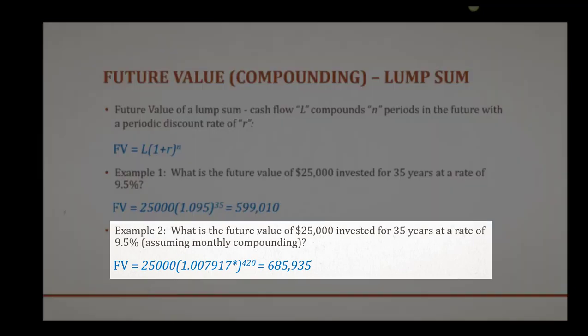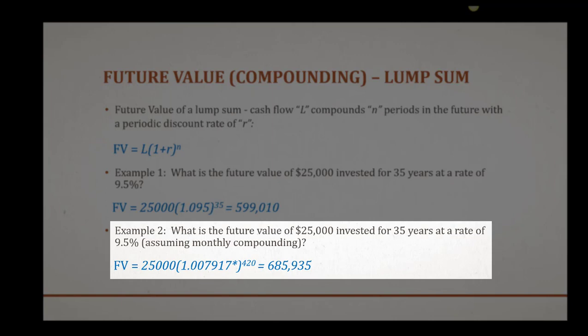And let's look at a second example, and then we're going to do this with a calculator and with Excel. So the second example, what is the future value of $25,000 invested for 35 years? But now we're going to assume monthly compounding using that same 9.5% annual interest rate. So here we would take the $25,000 as a lump sum, and our periodic discount rate is no longer going to be 9.5%, but it'll be 9.5% divided by 12.